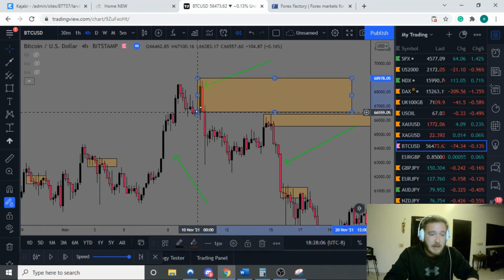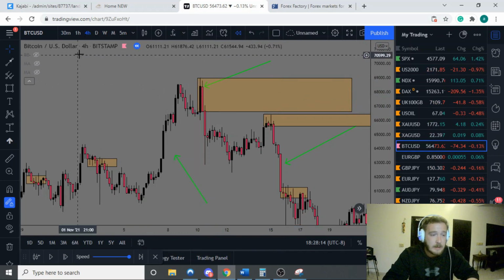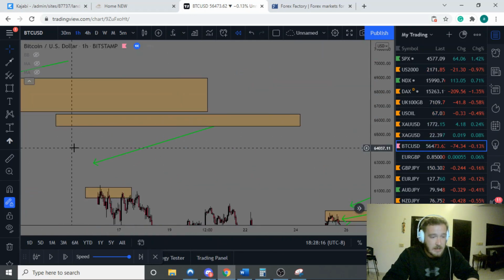So in this case, what I would actually do is, I'm sure if we go down to a smaller time frame, right now we are on the 4-hour time frame, if we go down to the 1 hour, we could probably find a 1 hour rally base drop.